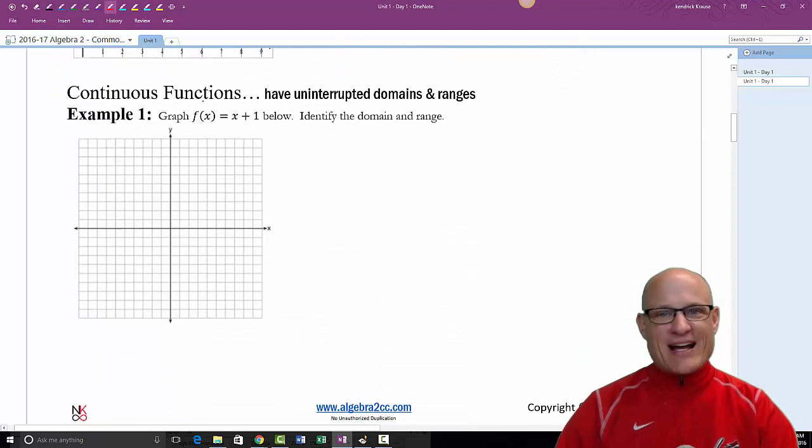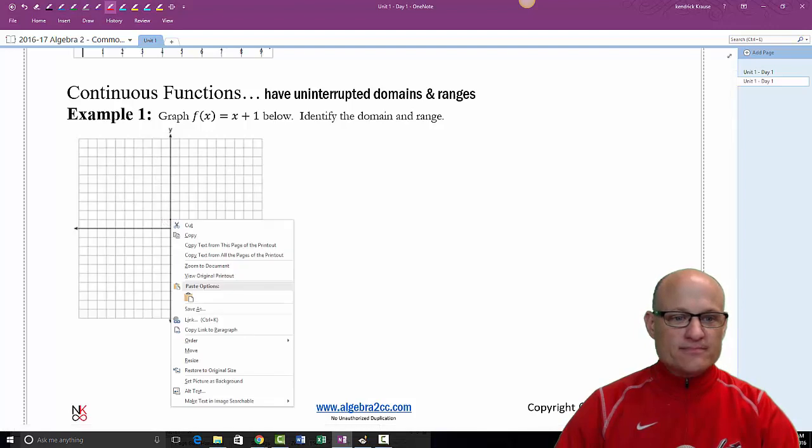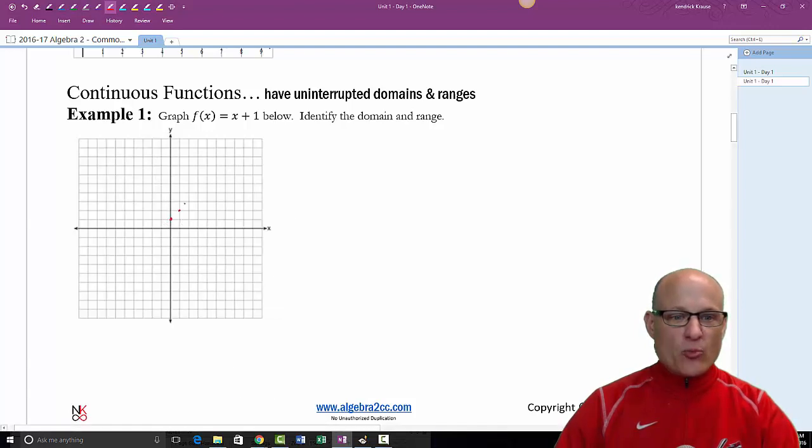All right, let's talk about continuous function. Here we have this function y equals x plus 1. You should all know what this looks like. It is just a line that has a y-intercept of 1 and a slope of 1.